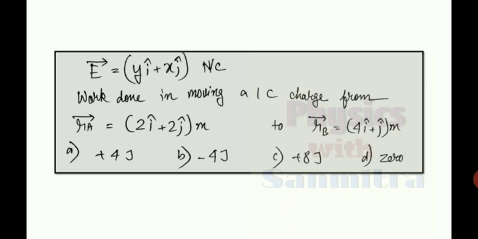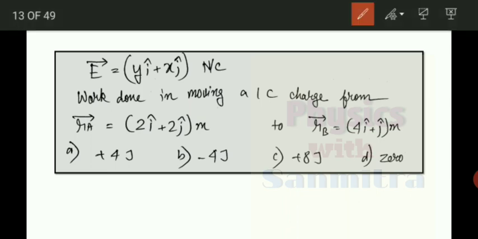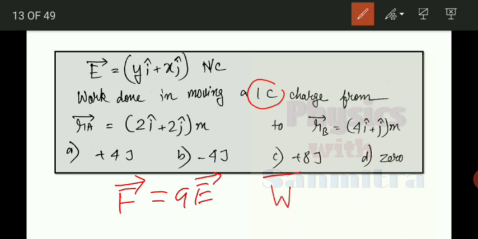Now just see here, we have been given an electric field that is a function of y and x, and we have to find the work done moving a charge from a certain position to another, and the charge is 1 coulomb. Now how to find the work done? Due to the electric field on this charge, there will be a force, that is F equal to QE vector. Work done will be the integration of F dot dr. Since Q is 1, I can find the integration of E dot dr.